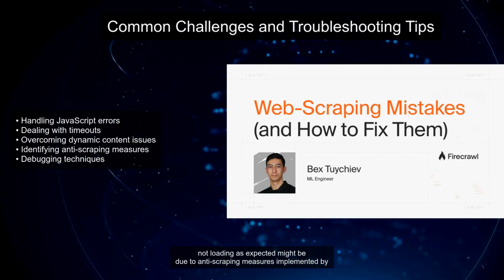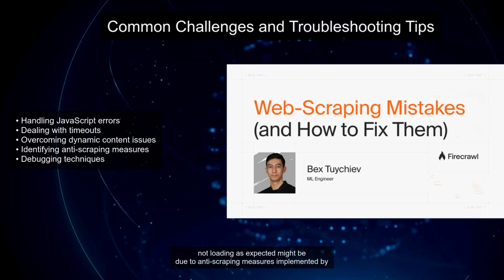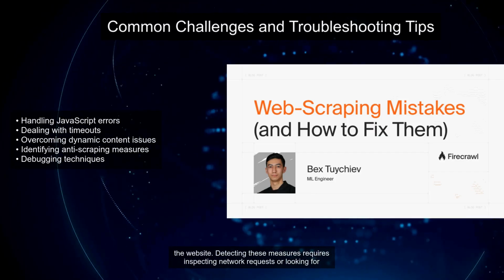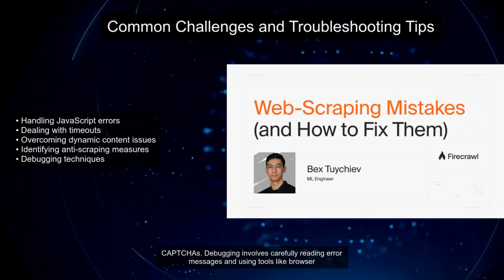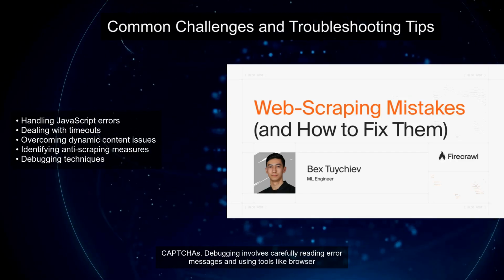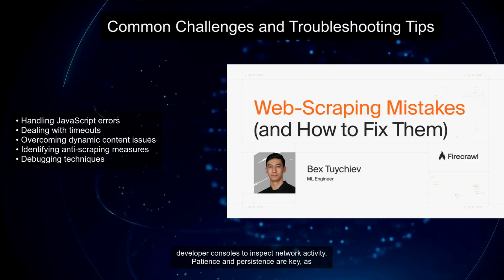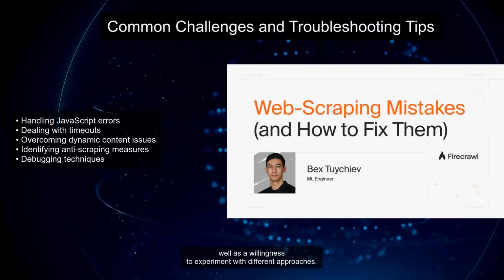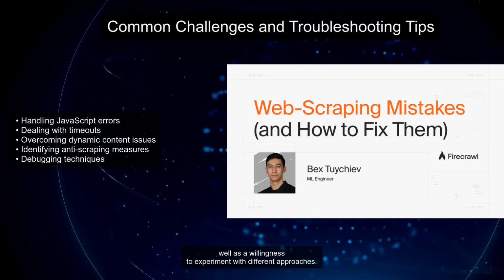Dynamic content not loading as expected might be due to anti-scraping measures implemented by the website. Detecting these measures requires inspecting network requests or looking for captchas. Debugging involves carefully reading error messages and using tools like browser developer consoles to inspect network activity. Patience and persistence are key, as well as a willingness to experiment with different approaches.